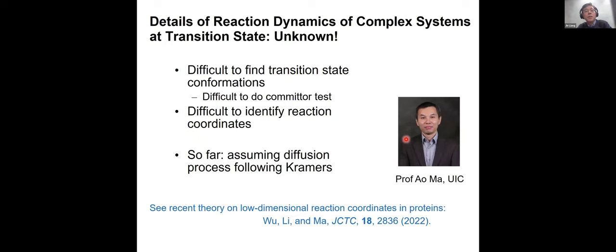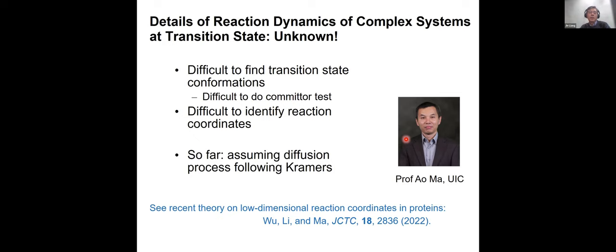But the problem is that in complex systems, the reaction details of the transition states are not known. The reason, as we discussed earlier, is that it's very difficult to define transition state conformations, hard to do committor tests, and difficult to identify reaction coordinates. So far, the ad hoc assumption is that people take it at face value and say everything is a diffusion process using Kramers theory.